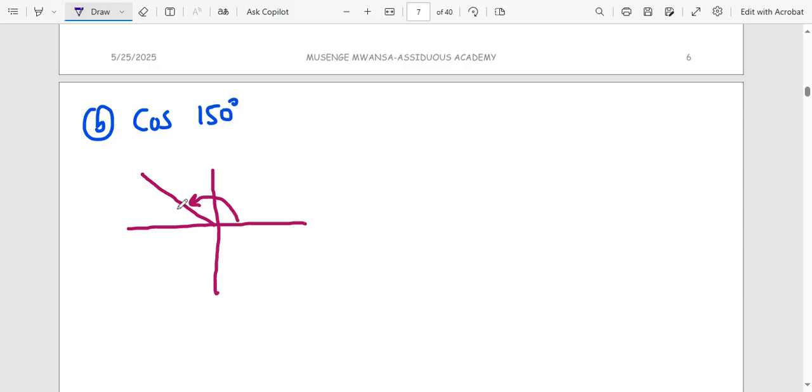So this is the angle here, and you need to find what that angle is. All you do is remove 150 from 180, so this is 30 degrees. So you tell yourself that cos 150 degrees is equal to cos 30 degrees. But in the second quadrant, only sin is positive. That means this is going to be negative, so you attach a negative.